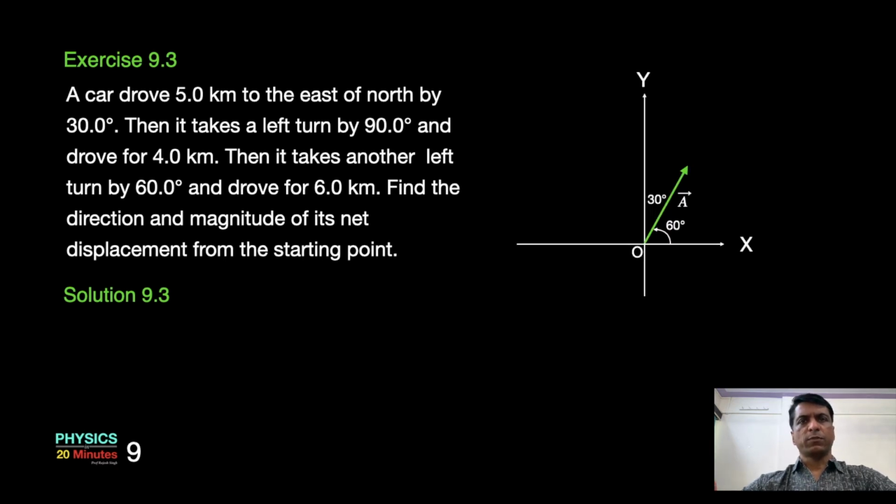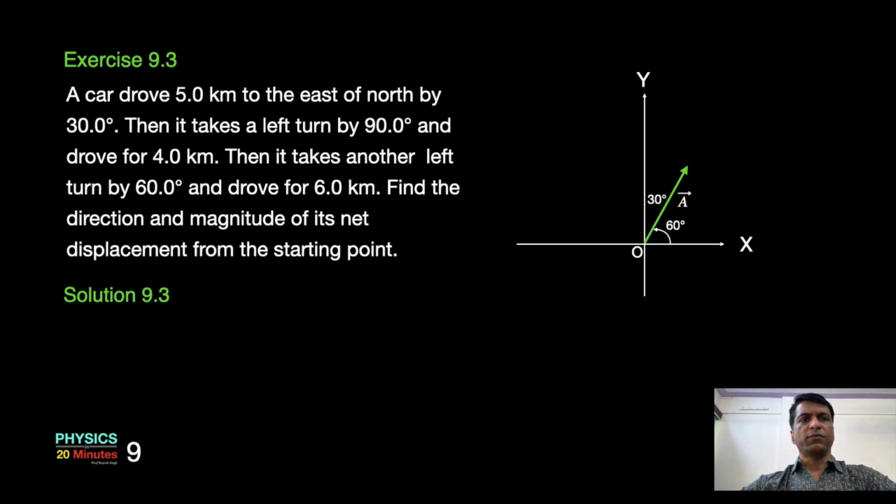Then the first displacement is 5 km to the east of north by 30 degrees. Let this displacement be represented by vector A. If y is considered as north, then the angle between y and A will be 30 degrees. Obviously, the angle between x and A in an anti-clockwise sense will be 60 degrees.